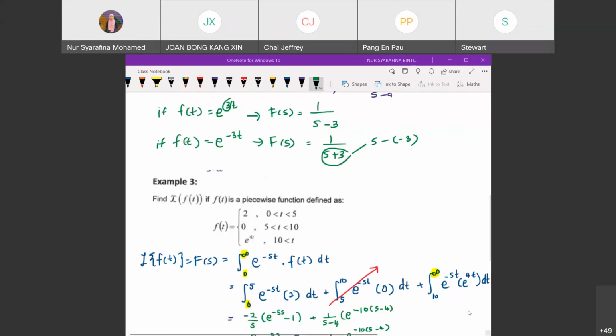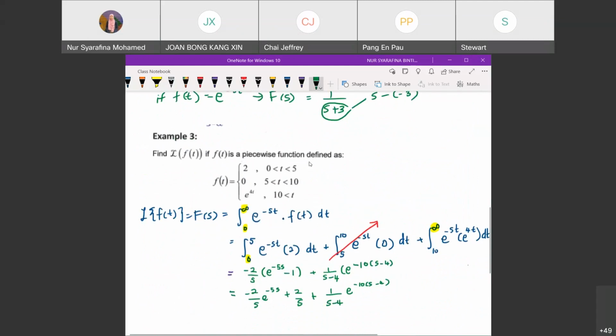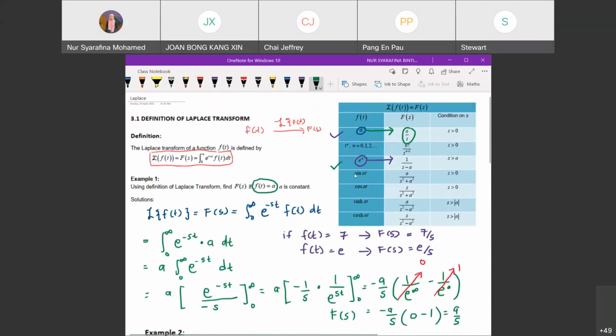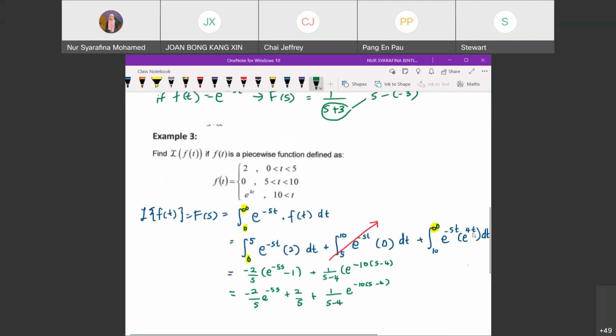Okay, so we cannot use the table of transformation directly. Why? Because we have a piecewise function, and for each function we have a different limit. This table is only applicable for the definition of 0 to infinity. But for this one, we have 0 to 5, 5 to 10, 10 to infinity, so you need to integrate one by one. But based on the definition, you always need to multiply with exponent to the power of minus st there. Is that clear?